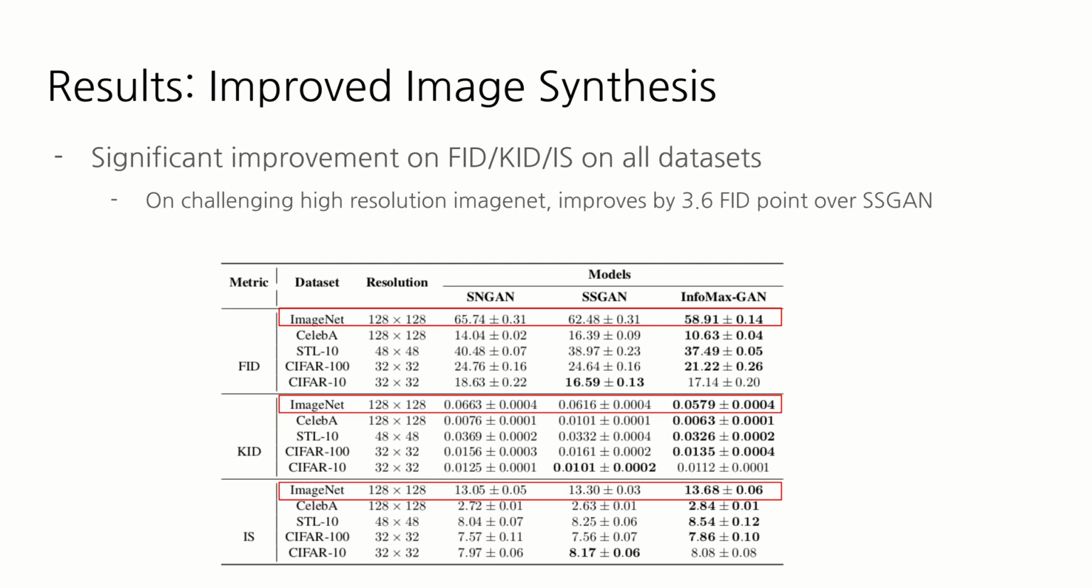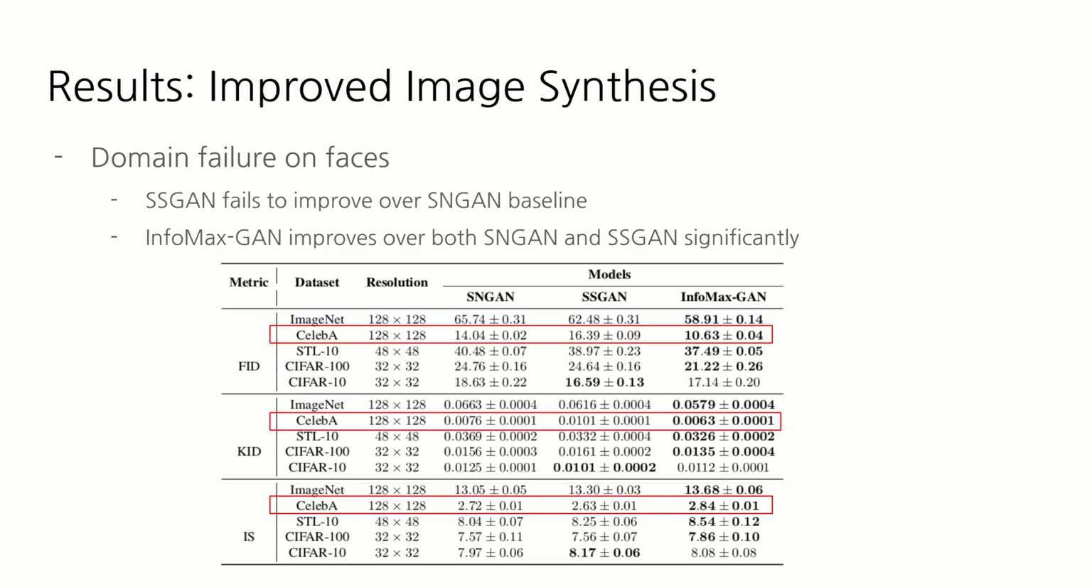Overall, for all three metrics of FID, KID, and Inception Score, InfoMax-GAN is able to significantly outperform the baseline SN-GAN. Compared to SS-GAN, we further improve our performance on the challenging high-resolution ImageNet dataset by a significant margin of around 3.6 FID points. Importantly, while SS-GAN fails to improve over the baselines for image domains like faces, our method is able to significantly improve over both SN-GAN and SS-GAN for all metrics, suggesting that our approach is versatile across multiple image domains.